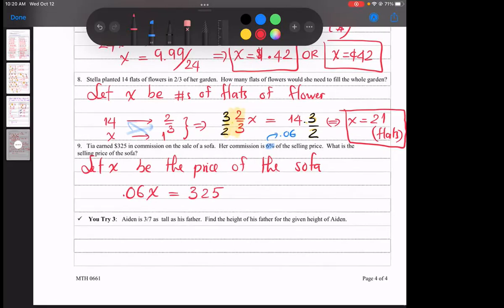Divide both sides by 0.06. Use your calculator to do that. Oh my God, I got 5,000. Yeah, it makes sense. 125 divided by 0.06. I got the sofa is roughly 2,083, rounded to the nearest cent. Makes sense, right? The sofa costs somewhere around 2 grand.